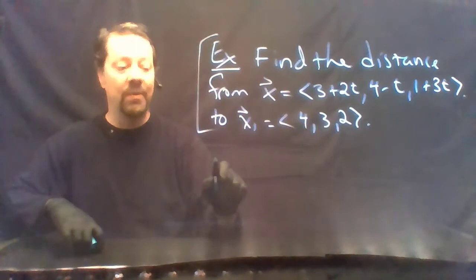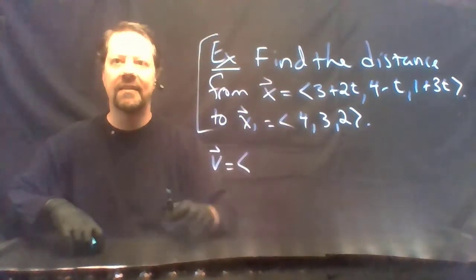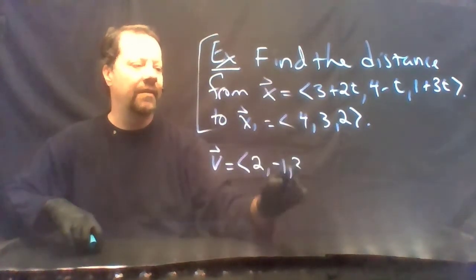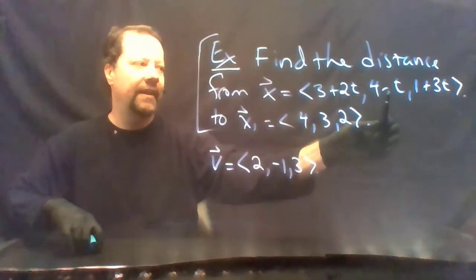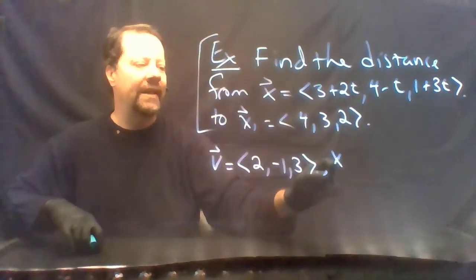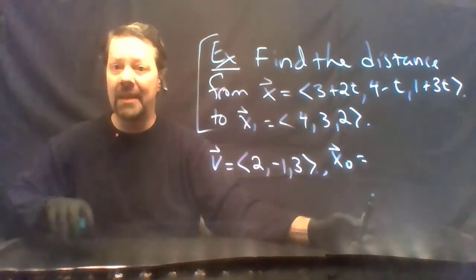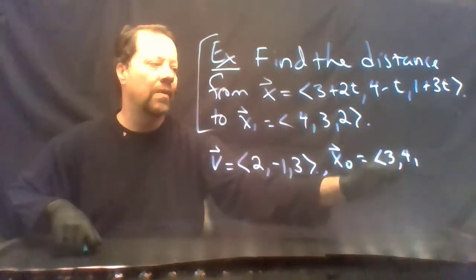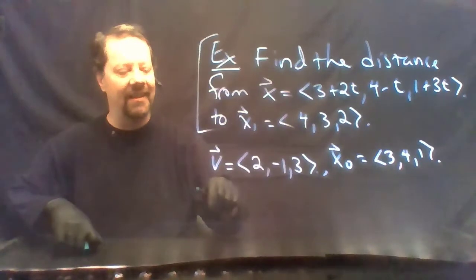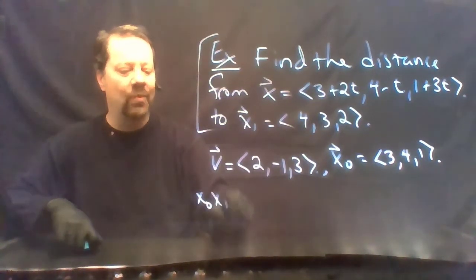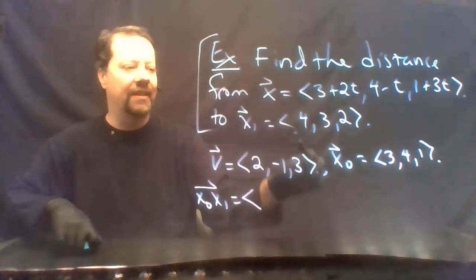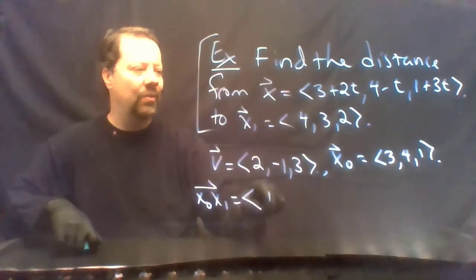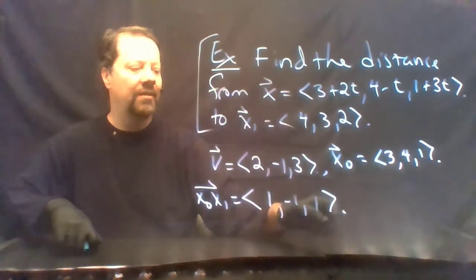To solve this problem, we will need a vector v in the direction of the line. The vector v is the coefficient of t, so that's going to be 2, negative 1, 3. We need a point x0 on the line. Any point will do. Why not just set t equal to 0 and end up with the point 3, 4, 1. Then, the vector x0, x1 is calculated by subtracting the coordinates of x1 minus the coordinates of x0. That gives you 1, negative 1, 1.